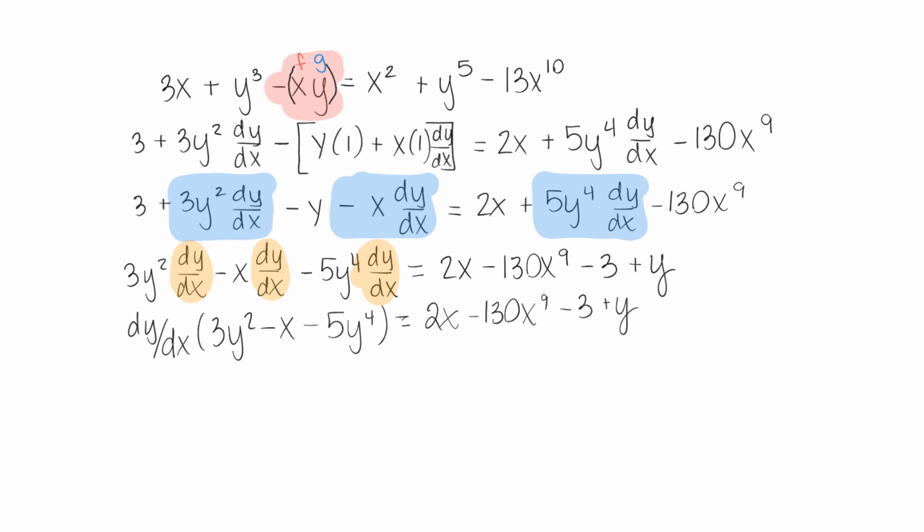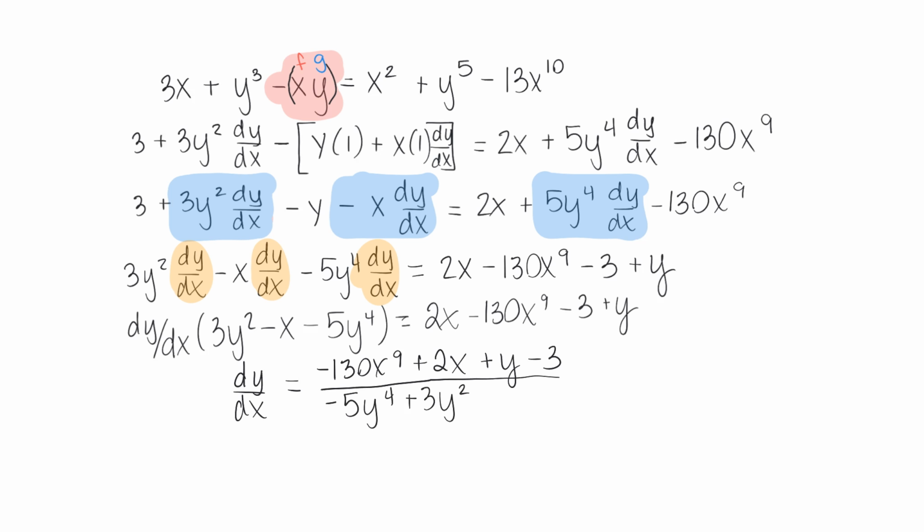Divide it, and we're done. dy dx equals 2x. Okay, let's write this in descending order. Negative 130x to the 9th, good gracious, plus 2x plus y minus 3, divided by, I'm going to put this in descending order too, negative 5y to the 4th plus 3y squared minus x. And that is a total and utter circus, but it's completely accurate and correct.